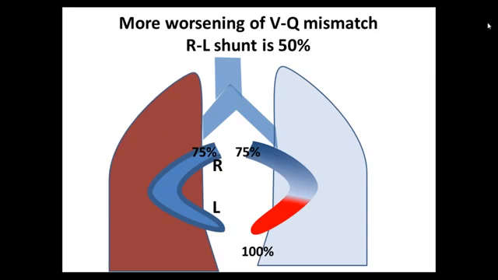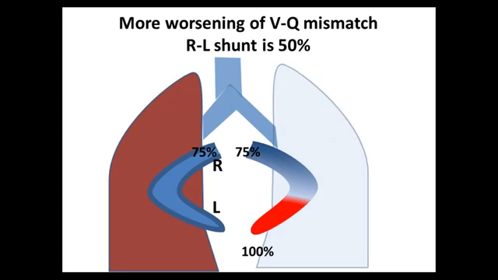Now we'll shift to discuss the extreme of ventilation perfusion mismatch, which is a right to left shunt, intrapulmonary right to left shunt. In this slide, to make it easy and simple to understand, we assume that we have one lung completely collapsed and the other lung is normal.